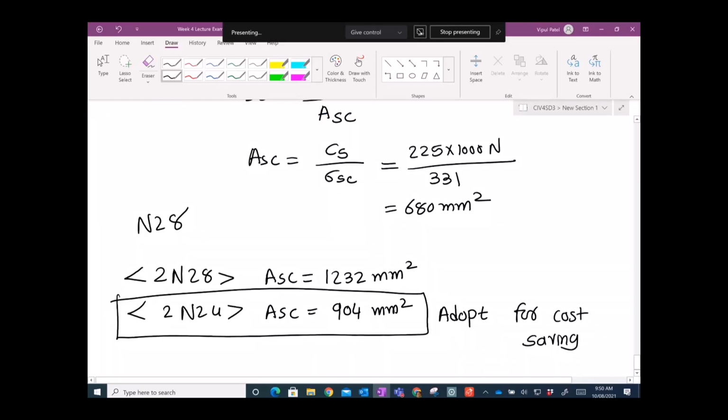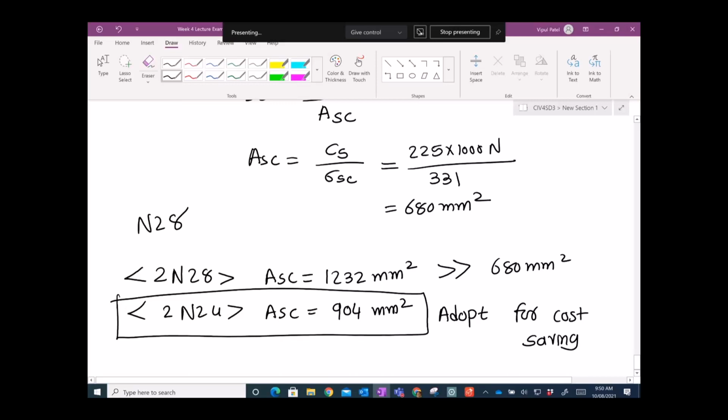We can adopt this one for economic purposes, for cost saving. Because look at the difference. You have 28 bars, huge bars, and it will end up with 1232, which is quite larger than the 680 millimeter square requirement. In the exams there is no issue for that, but for your practice you might want to reduce that to 904 millimeter square, making sure that you have enough.